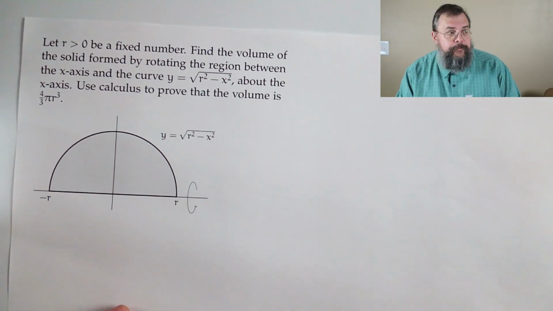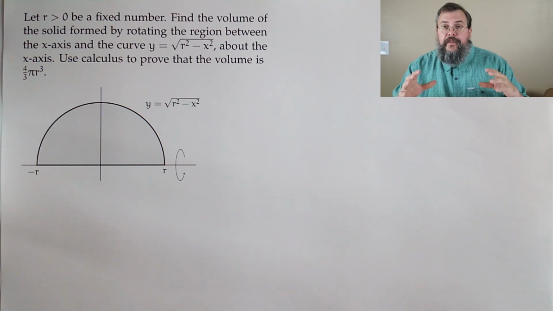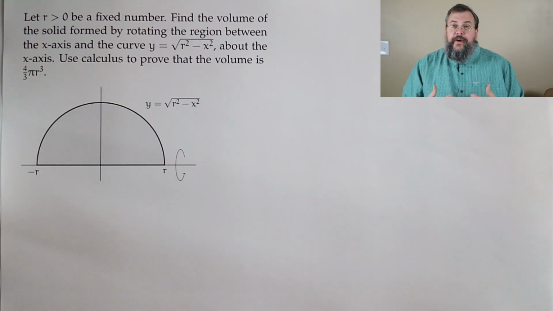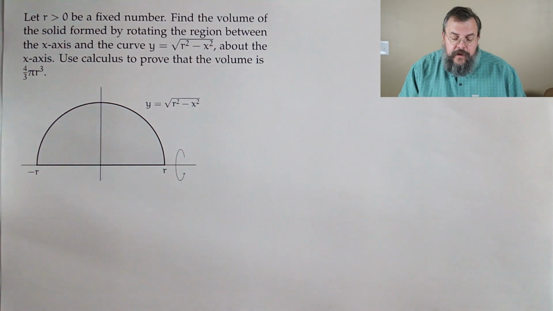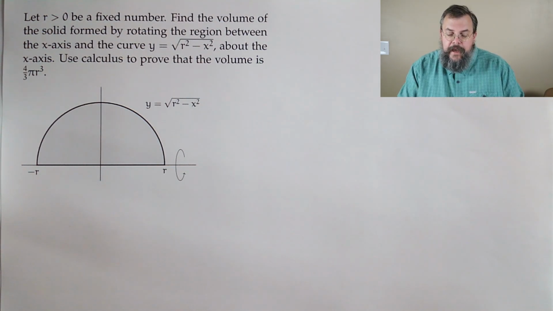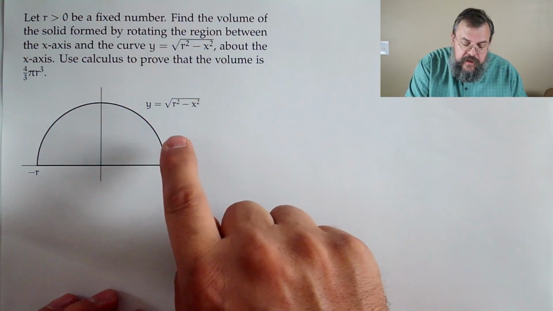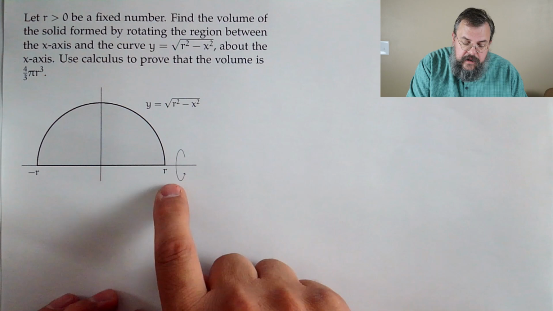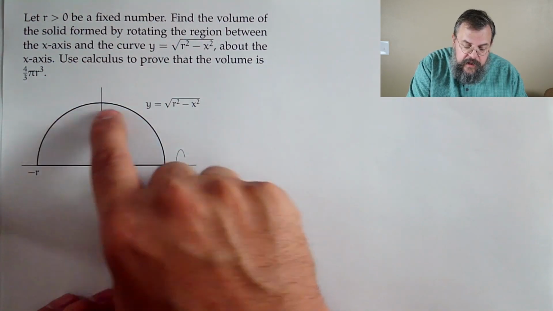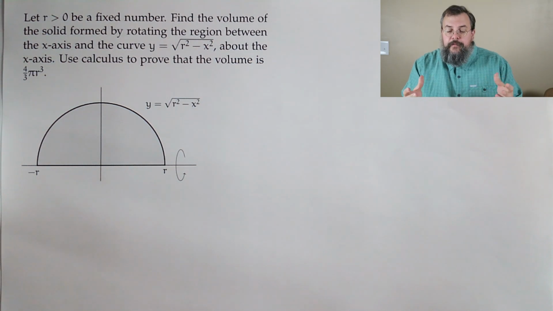So here we go. Let r be positive, and it's a fixed value. We want to find the volume of the solid formed by rotating the region between the x-axis and the curve y equals the square root of r squared minus x squared about the x-axis. So in other words, you see there's this top half of a circle. So this is a circle of radius r, and we're taking this top half, and then we're going to spin it. And we still want to say, well, what's the volume?